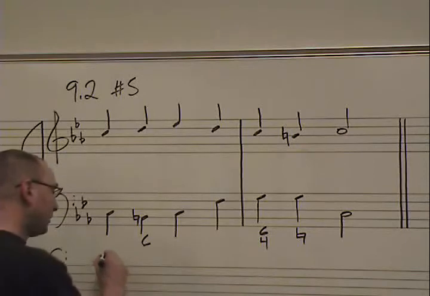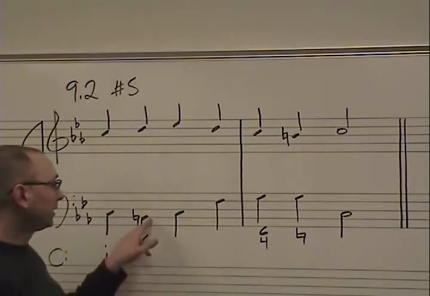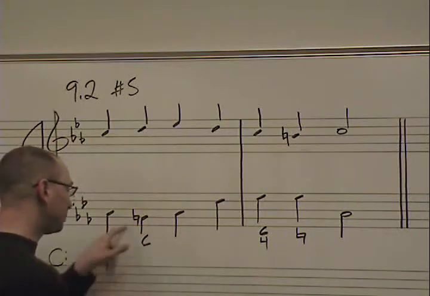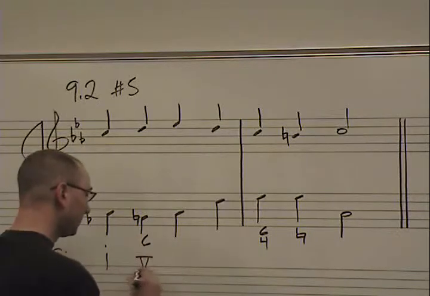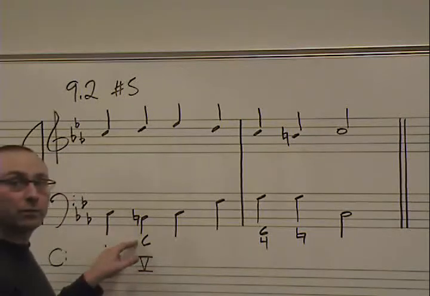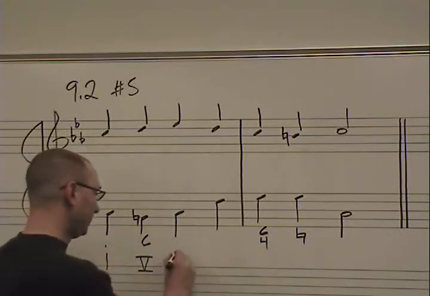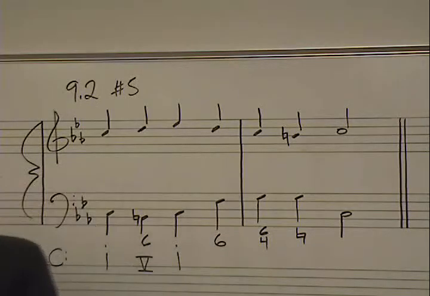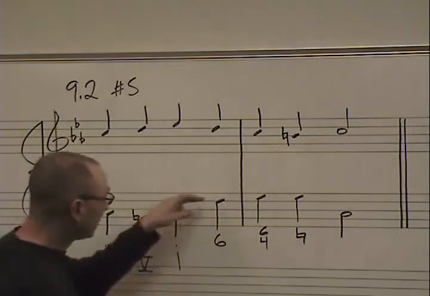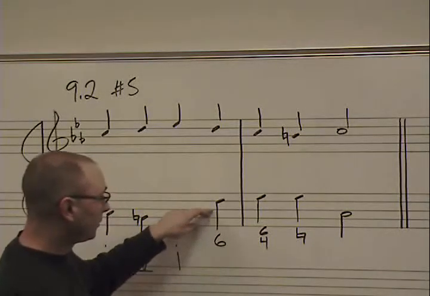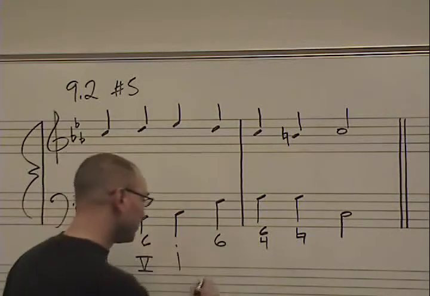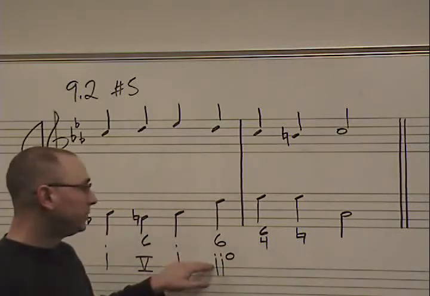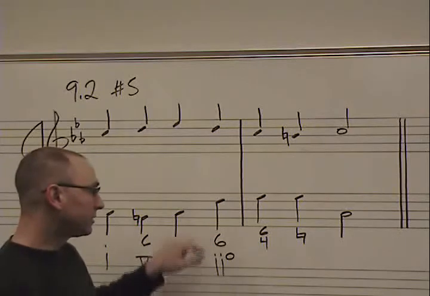Okay, let's complete our Roman numerals. So to locate the root factor here, I simply look a third below. It's G, meaning 5, in first inversion. And in this case, there's a 6. We locate a third below, and it's D. D is 2. In minor keys, 2 is a diminished triad. 2 diminished, 6. 2 diminished in first inversion.